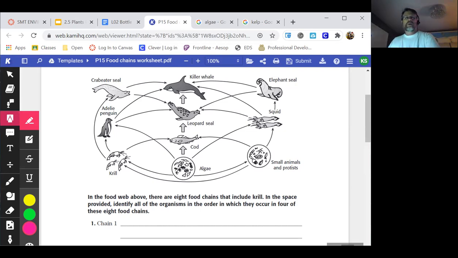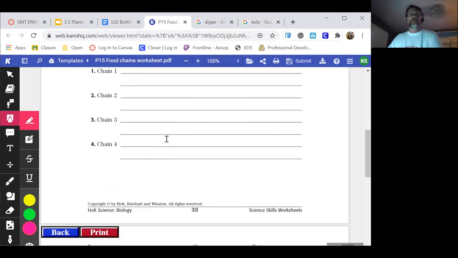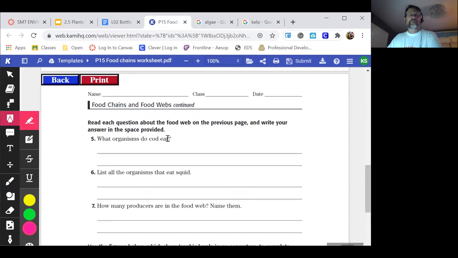Or we could go algae, small animals, krill, cod, where's cod go? Leopard seal, killer whale. So that would be a completely different chain. You have to put together 4 different chains for this. I've seen a lot of people turn this in already, so it looks pretty good.